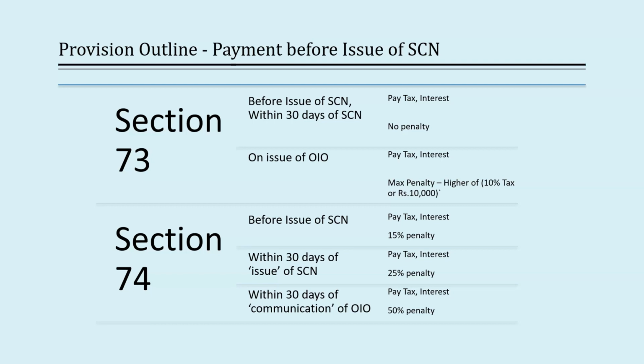After notice also you didn't opt, but the order has come, then you want to close this as it is not getting closed. In that situation, the maximum penalty payable is 50%, and you have to pay this within 30 days from the communication or receipt of the order in original, that is the order.